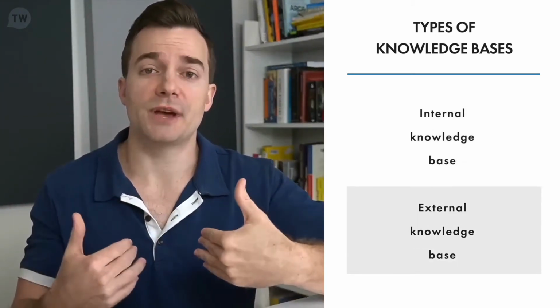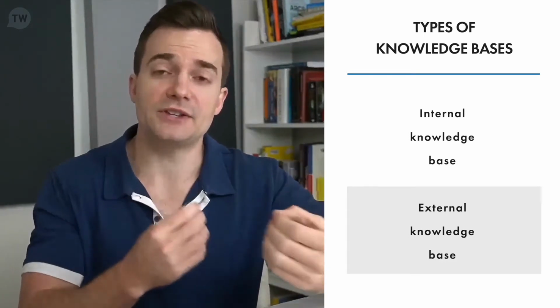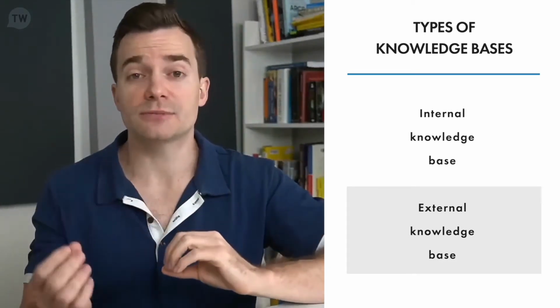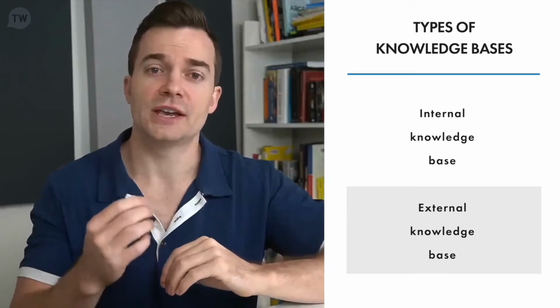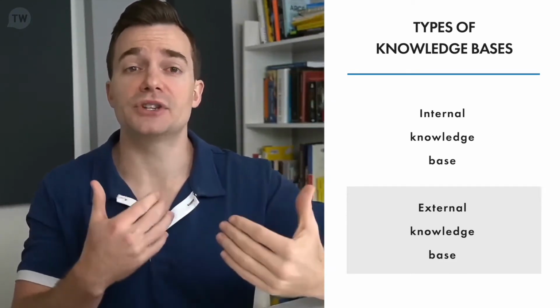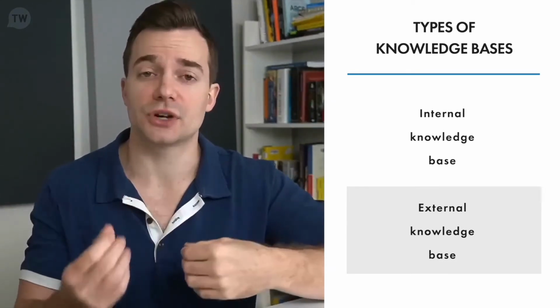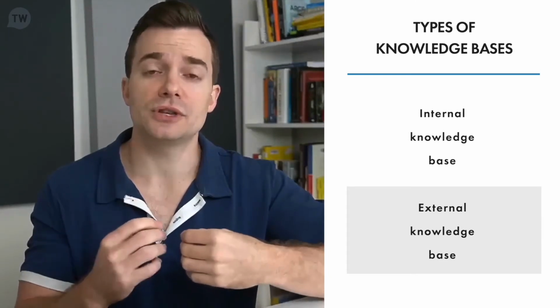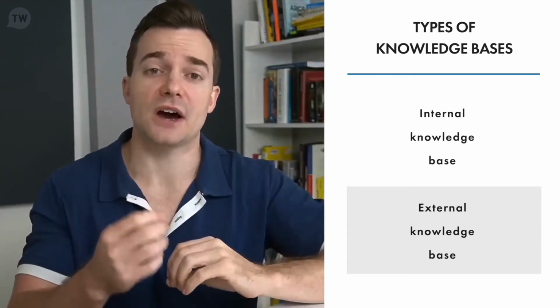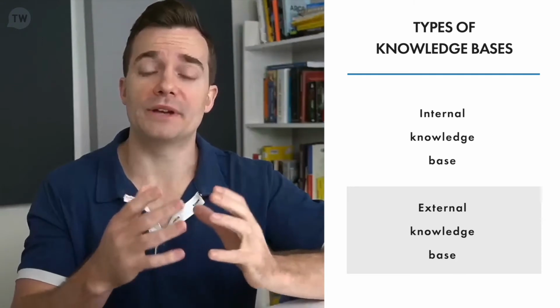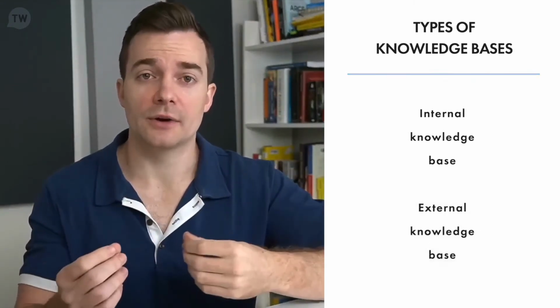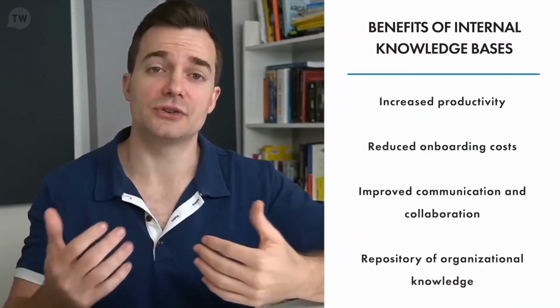An external knowledge base, also known as a customer-facing knowledge base, is where customers or potential customers can go learn anything they'd ever need to know about a company's products and services. And it's usually public to everyone and can be easily found online. If you browse through the help and documentation section of any software, well, that's their external knowledge base. Both types of knowledge bases offer several advantages for organizations and users.